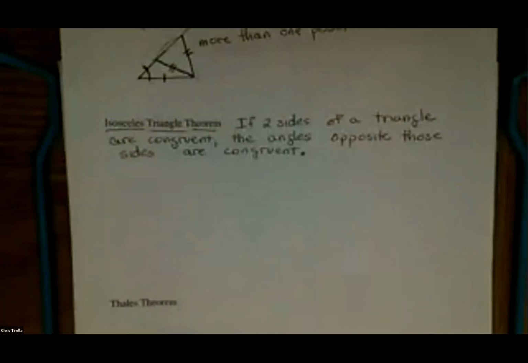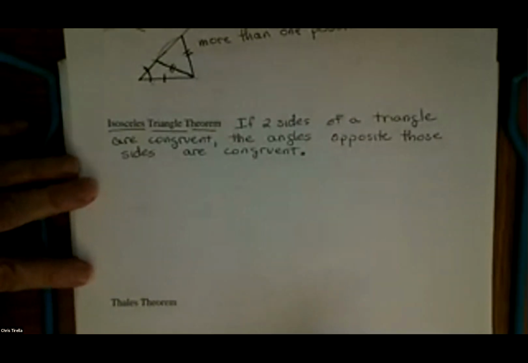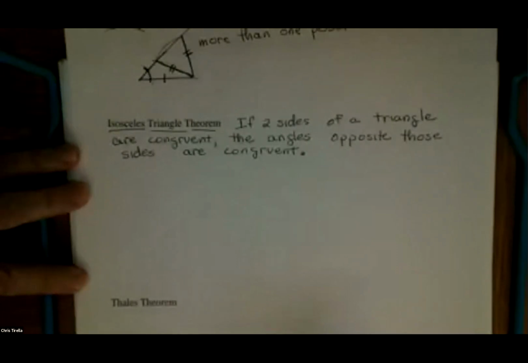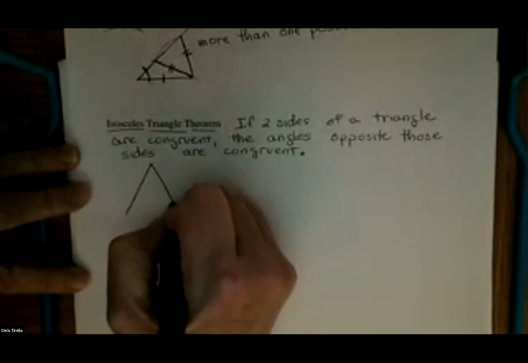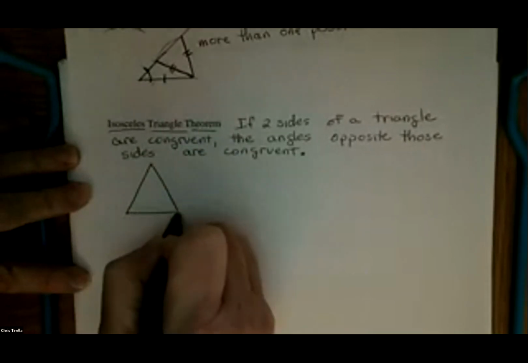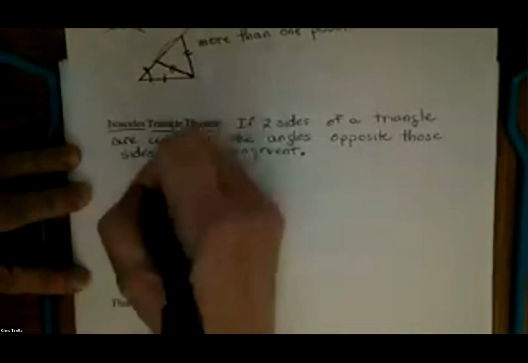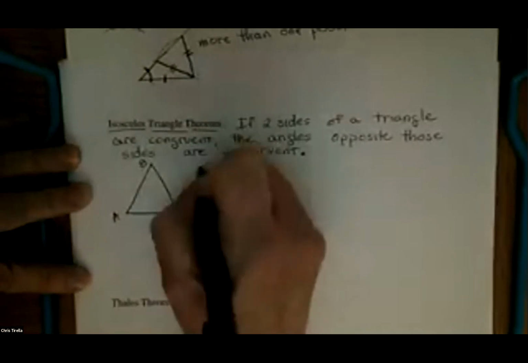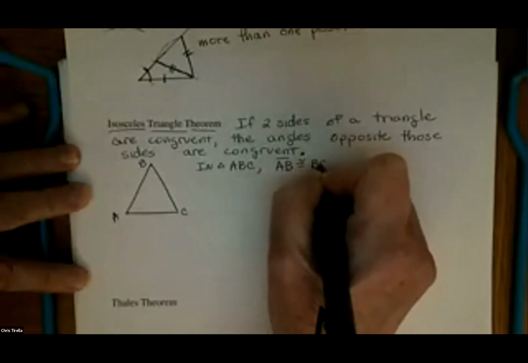And we're going to try to verify this using what we know about triangles. We're going to start with a triangle, I guess will be boring, ABC. So we know that in triangle ABC, two sides are congruent. We'll say that AB is congruent to BC.